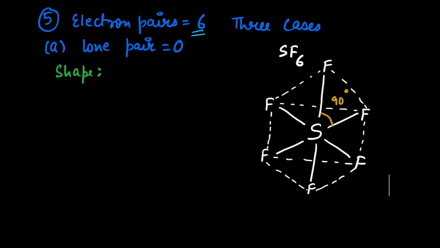So now let's look into the case where we have 6 electron pairs. For instance, this SF6 molecule, all 6 bond pairs acquire the octahedral shape and the angle will be 90 degrees.